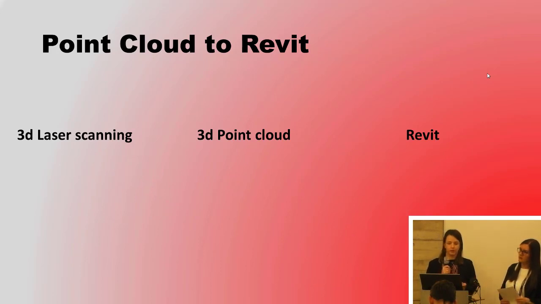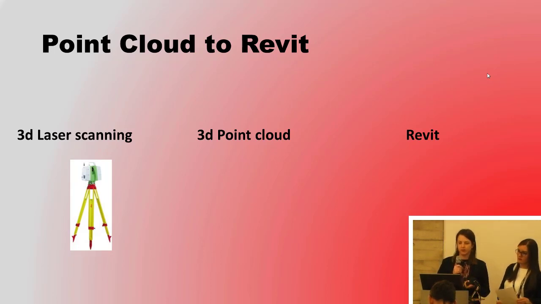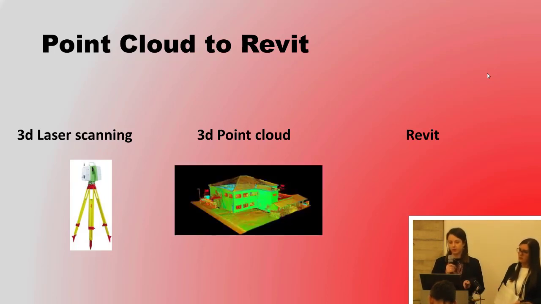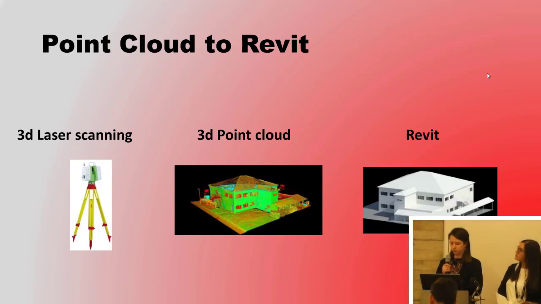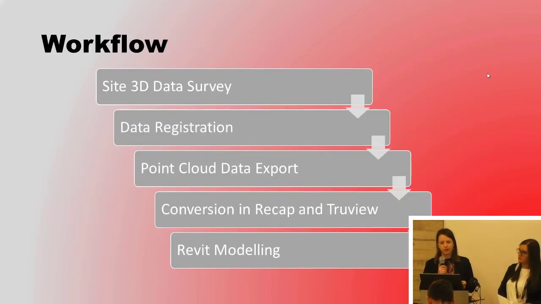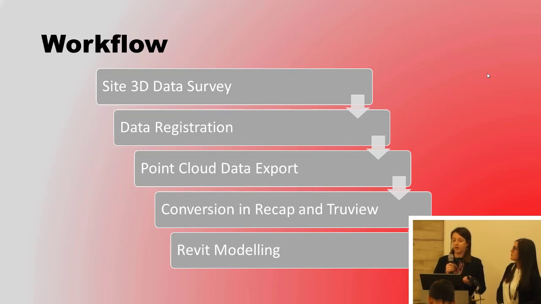How do we bring point cloud to Revit? Basically, we do laser scanning on site and register the 3D point cloud in software. We use Cyclone, which is Leica software, because we use Leica scanners, and then we create Revit models. So the basic workflow is: site 3D data survey, data registration, point cloud data export, conversion to ReCap and TruViews, and Revit modeling.